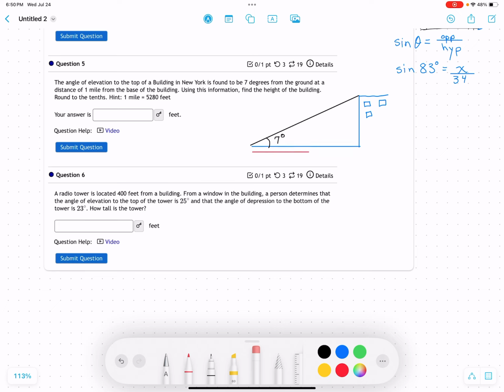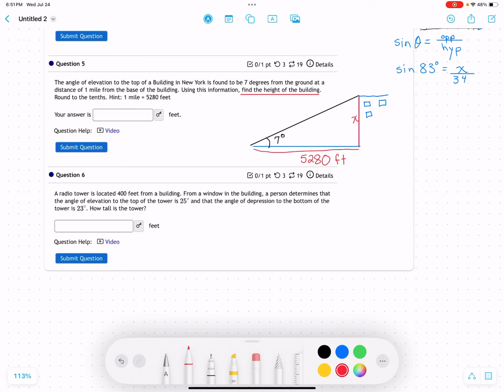wait a minute, that didn't turn out like I thought. That means that this distance is 1 mile. Right there. Oh, they want it in feet, though. I'm going to call it 5,280 feet. What do they want to know? Find the height of the building. Height of the building, right here, is x.